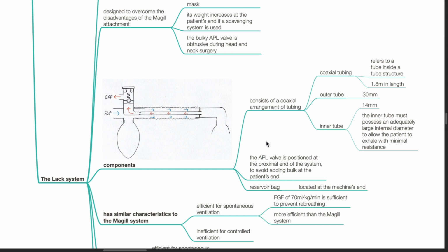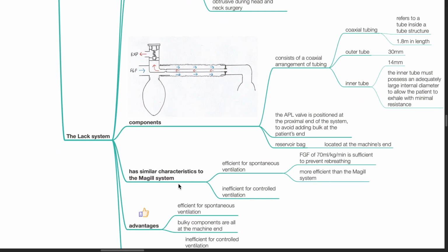The APL valve is positioned at the proximal end of the system to avoid adding bulk at the patient's end. The reservoir bag is located at the machine's end. It has similar characteristics to the Magill system. It is efficient for spontaneous ventilation. Fresh gas flow of 70 ml per kg per minute is sufficient to prevent rebreathing. It is in fact more efficient than the Magill system in certain studies.